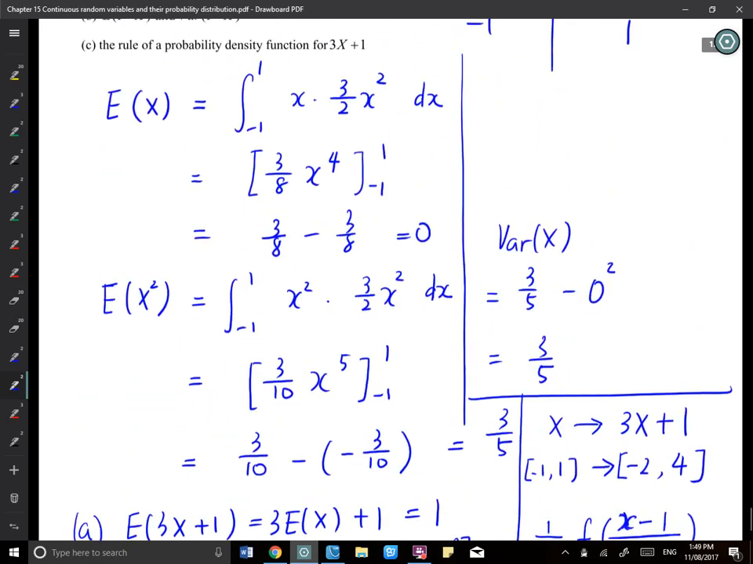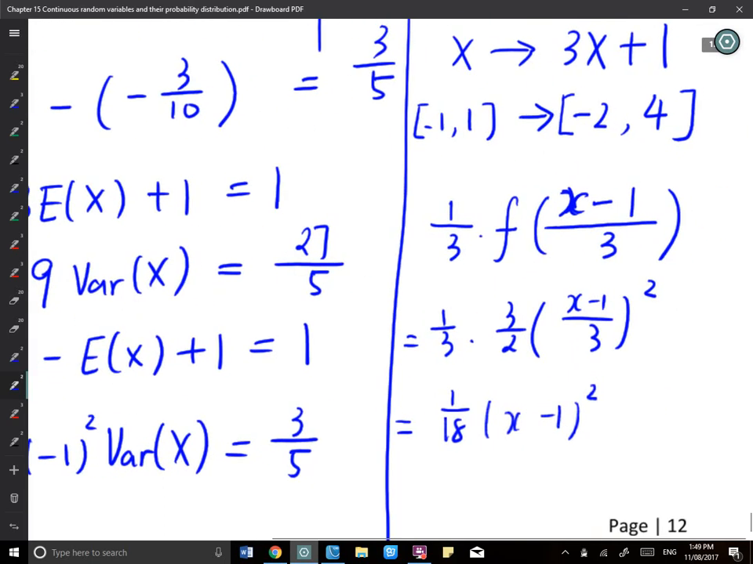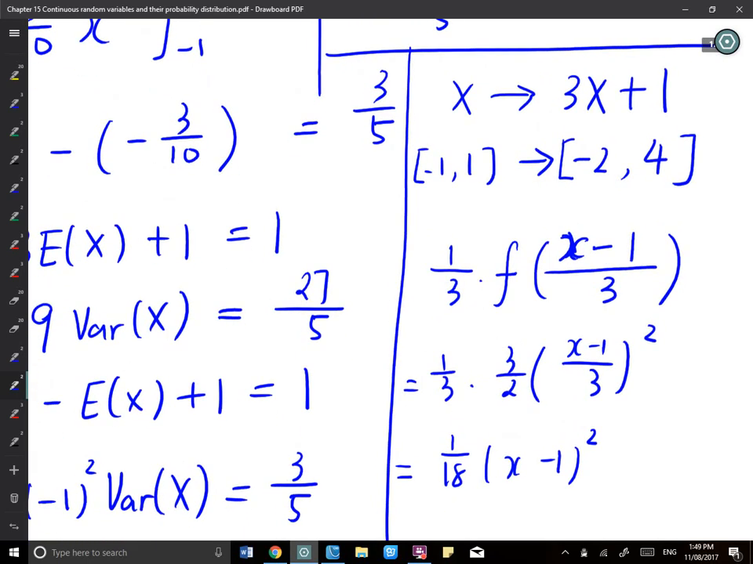So what is f? f is 3 over 2 x squared. So your x has become 3 over 2, x minus 1 over 3, and then squared. That is a half, and there's a 9 as well. It's 1 on 18, x minus 1 squared. Just simplify that. So 1 on 9 outside, and 1 on 2 times 1 on 9 is 1 on 18, and x minus 1 squared.